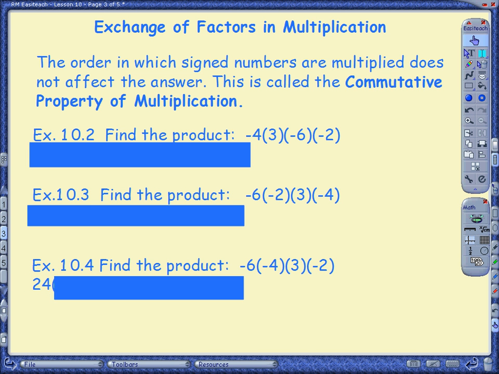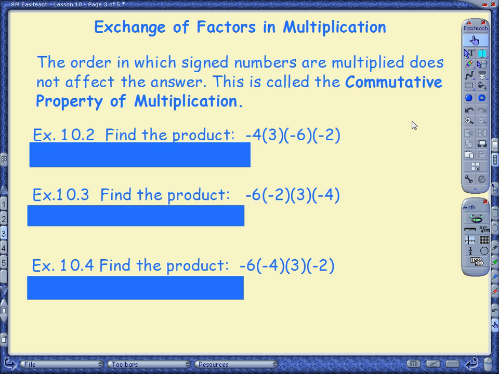Negative 6 times negative 4 is positive 24, times positive 3, times negative 2. 24 times 3 is 72, times negative 2. And again, that equals negative 144. So mixing up the factors does not matter.